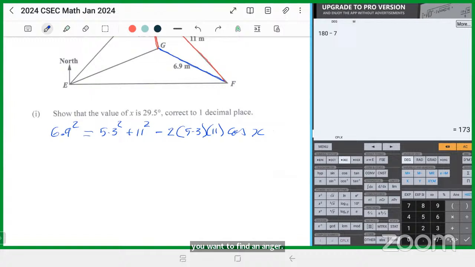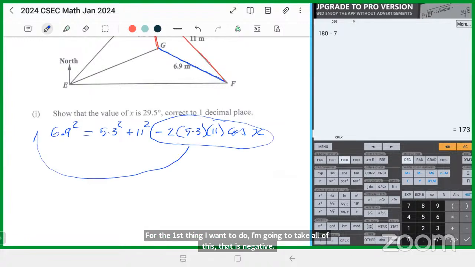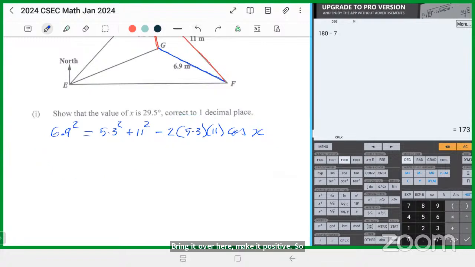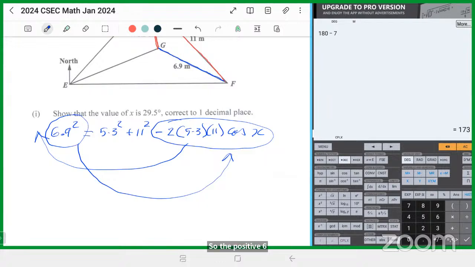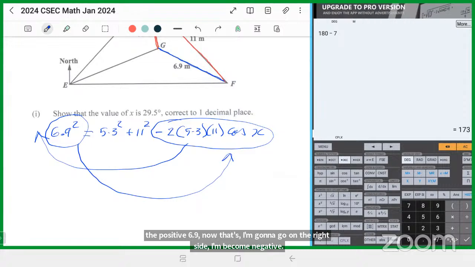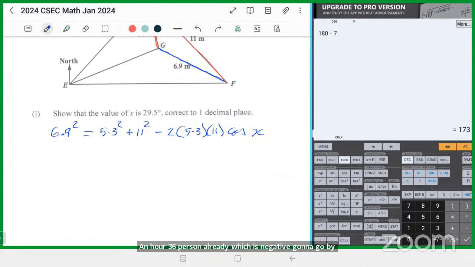So the first thing I'm going to do, I'm going to take all of this that is negative, bring it over here and make it positive. Like I'm moving all of this and bring it over here, it's going to become positive. I'm going to take this 6.9 squared and bring it over this side and subtract it as well. So the positive 6.9 on that side is going to go on the right side and become negative. And all of this expression over here, which is negative, is going to go over there and become positive. Look at it now. Easy transpose. So all of this coming over here and becoming positive. Let me write it out for you.